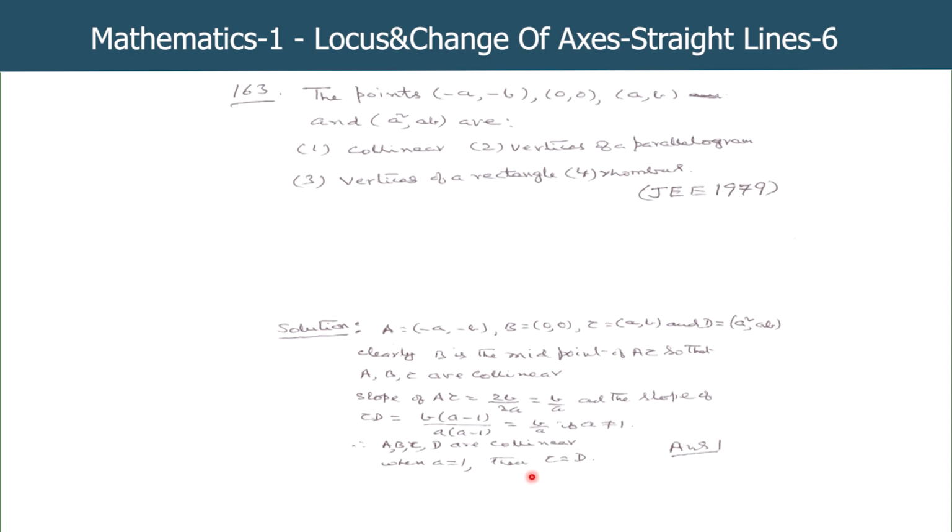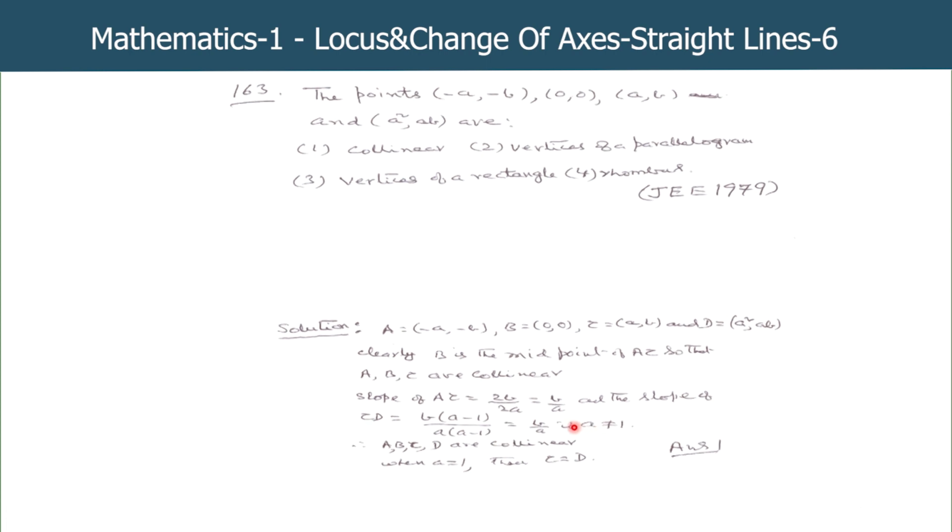And the slope of AC is 2B by 2A, which is equal to B by A, and the slope of CD is also B by A, and A is not equal to 1. So, since A is not equal to 1, A, B, C, D are collinear points. But when A is equal to 1, what happens? D and C will be the same, and we have seen that A, B, C are collinear. So that is why in the verification of the slope of CD, we have taken A not equal to 1.